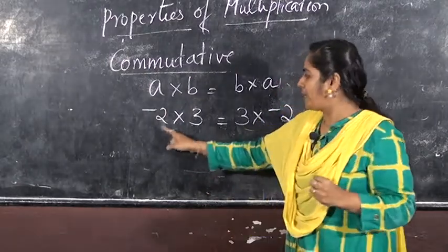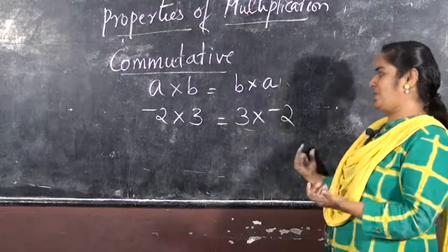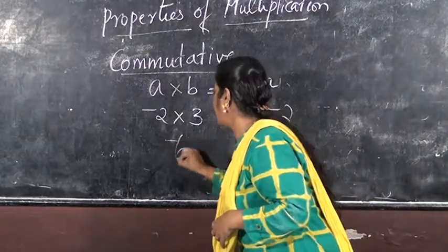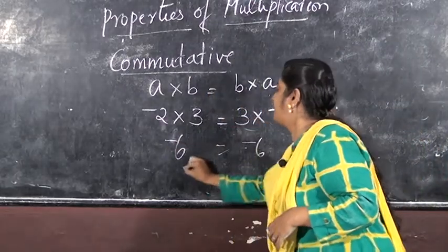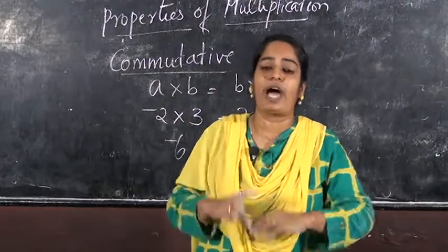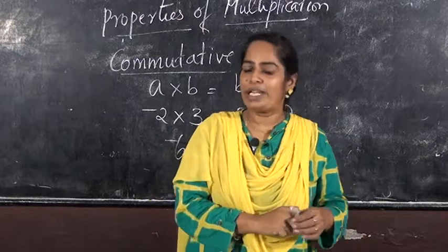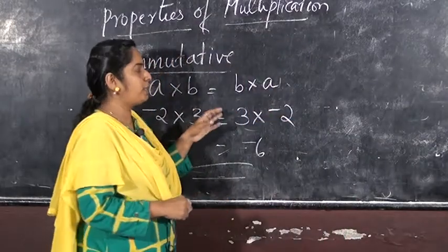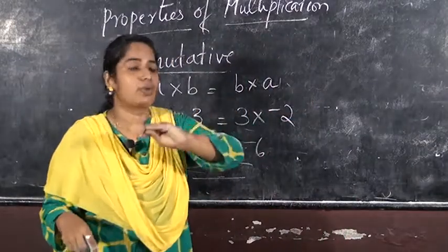So minus 2 into 3 is equal to 3 into minus 2. That is, minus 6 will be equal to minus 6 itself. So this commutative property also is satisfied for multiplication. You understand this, children? Associative property. Now next is the associative property.